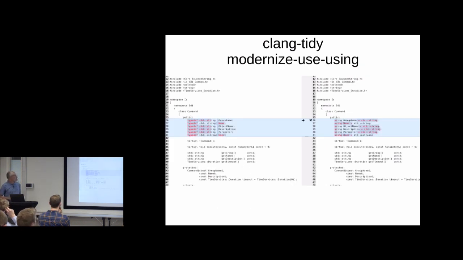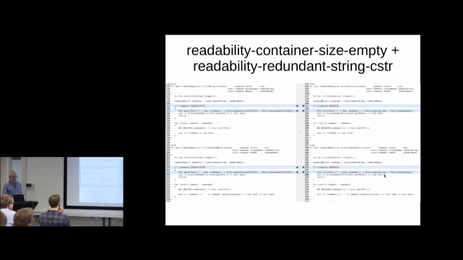So this is an example where I have run Clang-Tidy with the modernize-use-using check. And I hope you can see that what's happened here in this header file is that the typedefs have been replaced by the using keyword, which is the modern way of doing it. Here I have run the code with the readability-container-size-empty and readability-redundant-string-cstr checks. And you should be able to see that the original code had if commands.size equal to 0, which has been replaced by commands.empty. And there are some redundant calls to c_str, which are just gone.